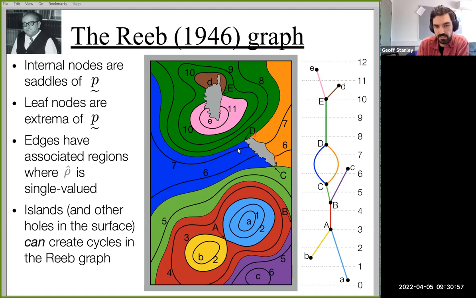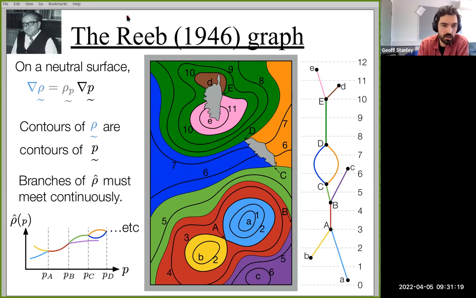So what that does is the island has created what we call a cycle in the Reeb graph. A cycle in a graph is where you can walk around and get back to where you started without ever backtracking. It doesn't always happen though. This island up here has a closed P contour that surrounds it entirely, and so it turns out it doesn't produce a cycle in the graph. So you have to be wary of islands, which we'll come back to.